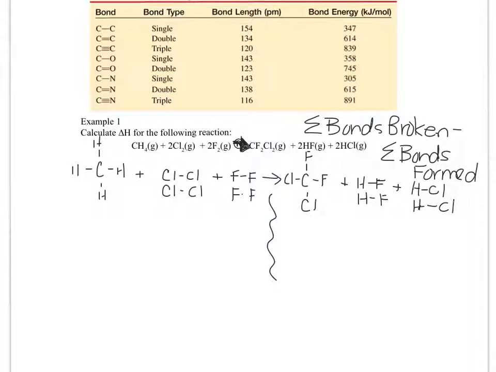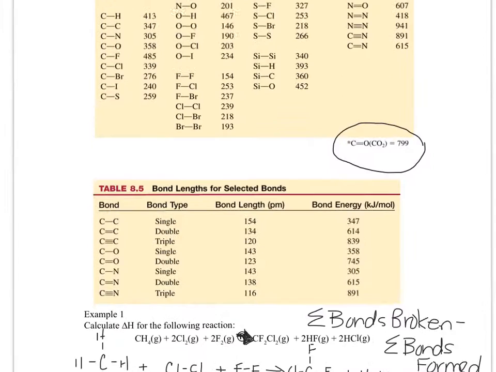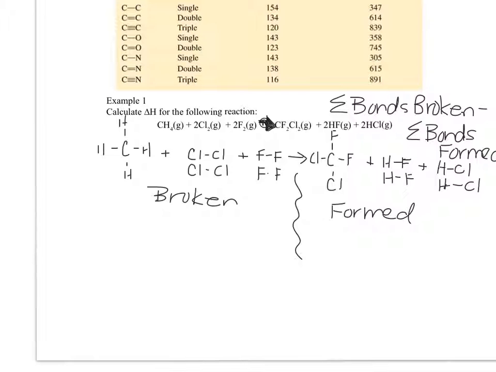Right? So this is your bonds broken side minus bonds formed. All right, so let's start over here. We have CH4, and in that we have 4 CH bonds. So what I'm going to do is I'm going to go up to my chart. I'm just going to do this once. I'm going to find CH. I see that CH is 413. Okay, so I'm going to come back down here, and I've got 4 times 413 because there's 4 CH bonds.